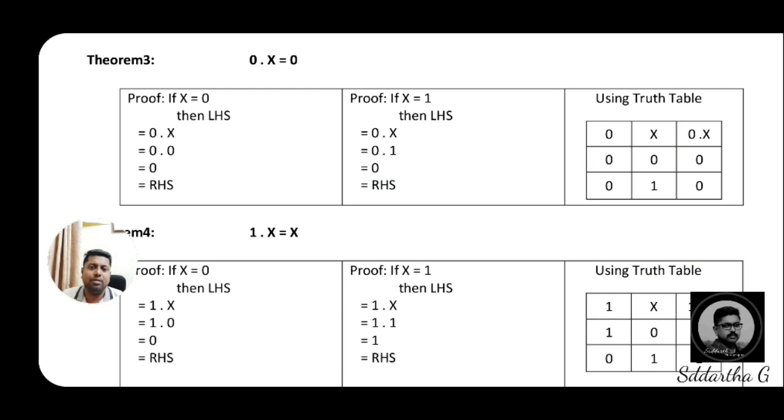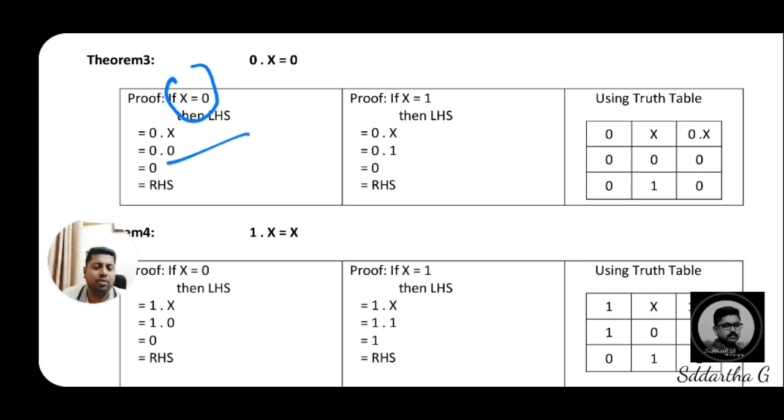Then coming to the third theorem, that is the multiplication rule, logical multiplication: 0 into x is equal to 0. Same method, the perfect induction method. Now consider x is equal to 0. What will be the LHS expression? Wherever x is there, apply 0. 0 into 0 is equal to 0.